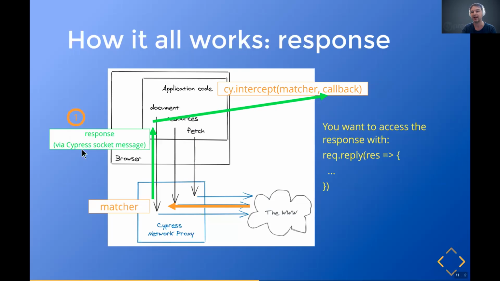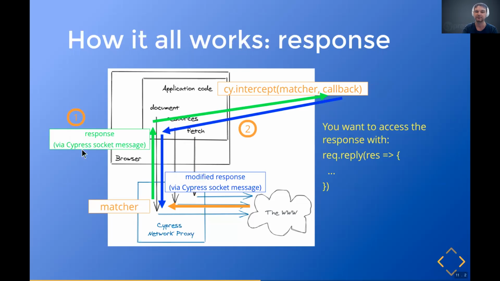So we send the response back to your callback. We execute it. You can modify it, like I modified the number of items in the response. So we send it back to the proxy, and then it responds to our application. Our application thinks it's talking to the backend directly. It has no idea what has happened.